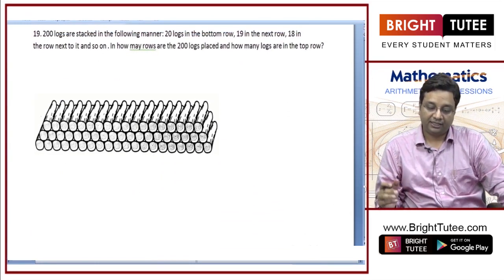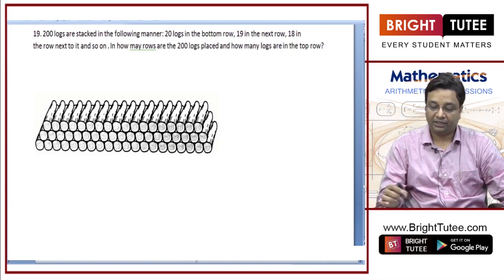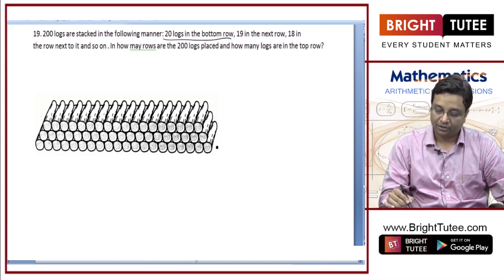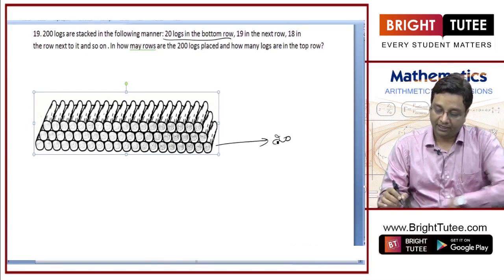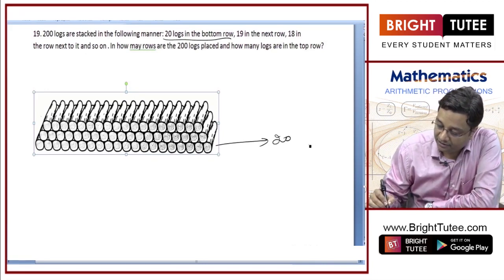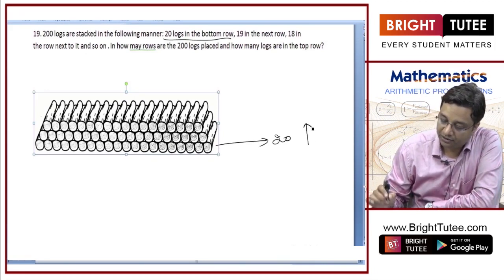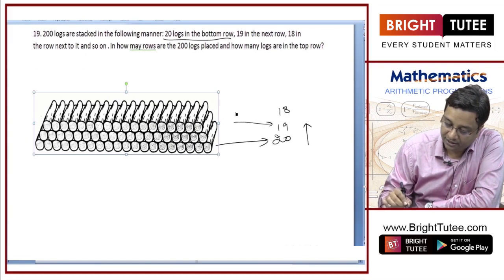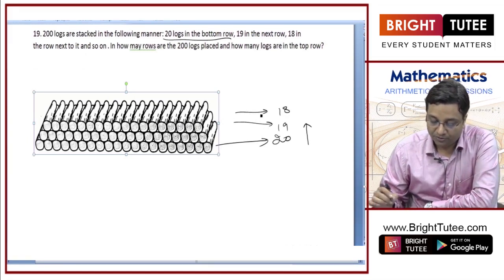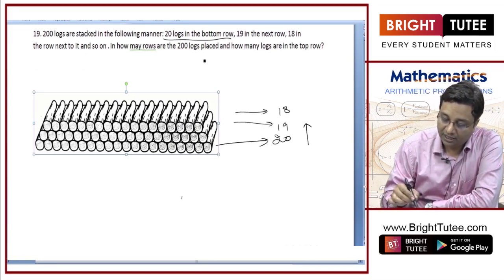200 logs are stacked in the following manner. 20 logs in the bottom row. So there are 20 logs in this row and 19 in the next. When we keep moving upwards, there will be 19 in this row, second one, 18 in the next one, and so on. In how many rows are the 200 logs placed?